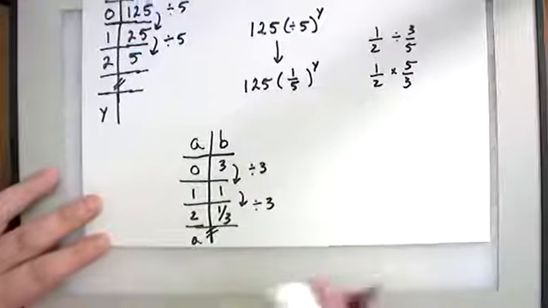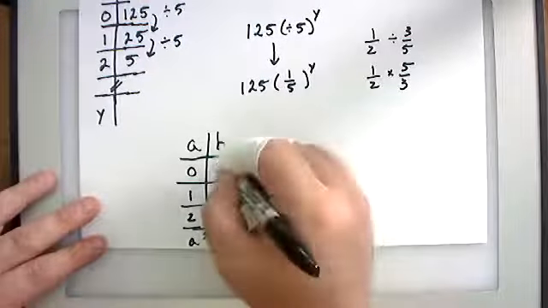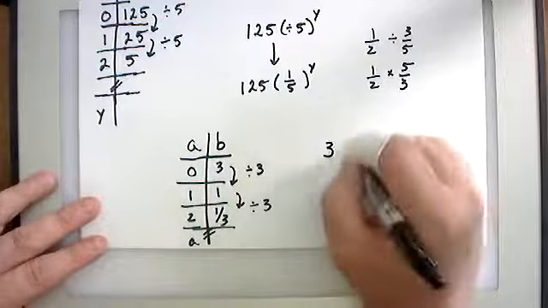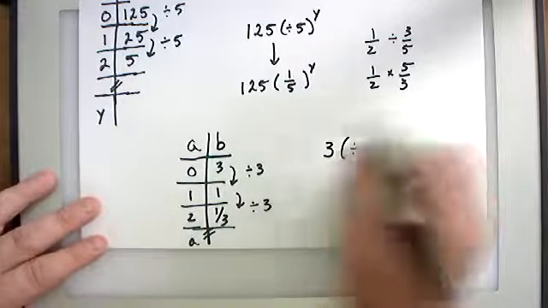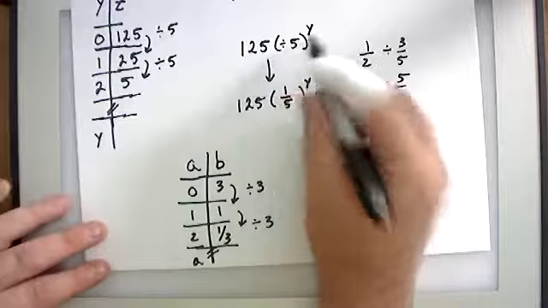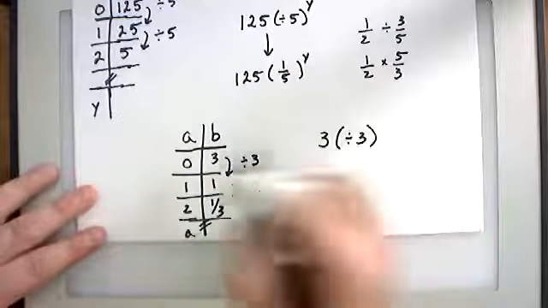So what would this formula look like? Well, we started off at 3. Then we divided by 3, right? Like I said, write it as division first if it helps. And then how many times did we do that?